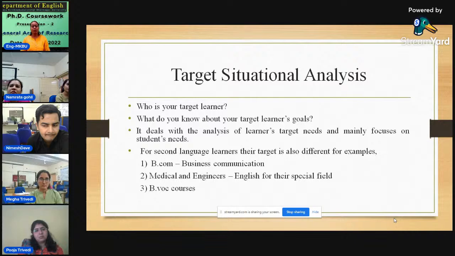In medical and engineering, their specific needs are English for their special field. Their vocabulary and other things are very different from general purpose English. There are also BVoc courses, in which you can find various disciplines, for example hotel management and food processing. Their need to learn English is different.